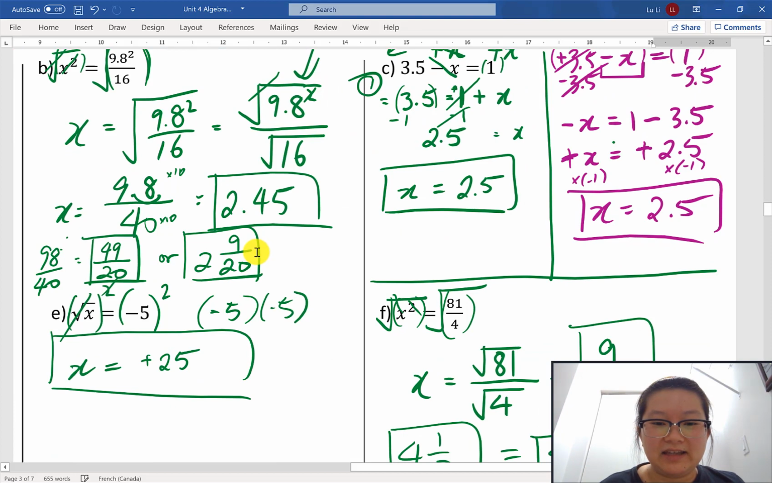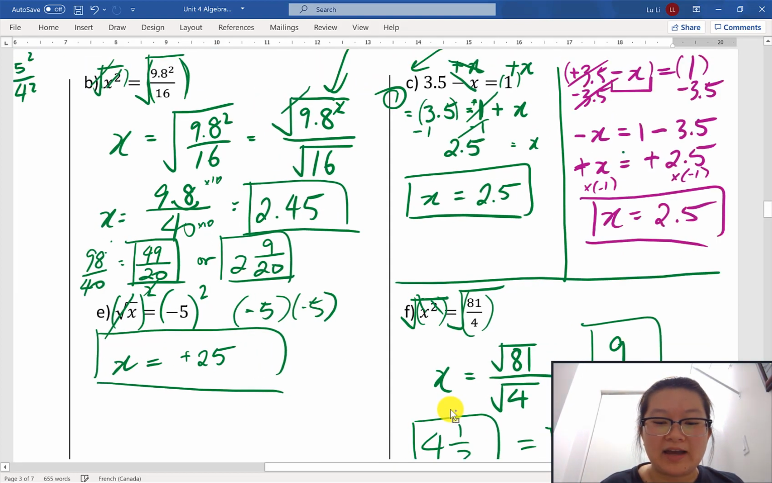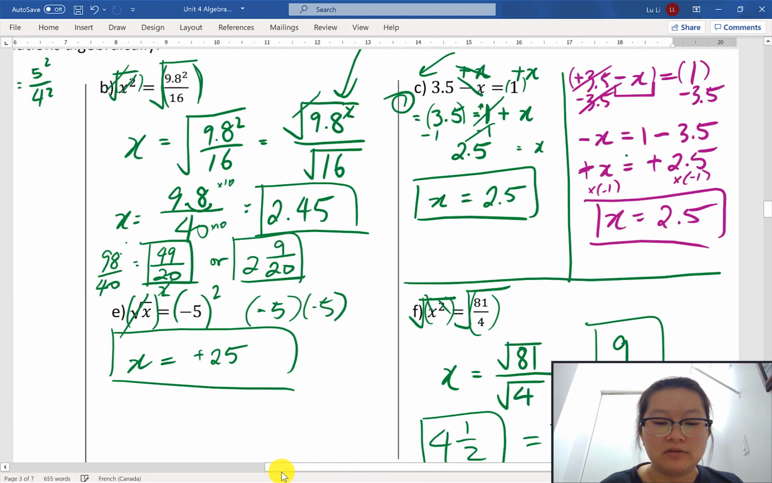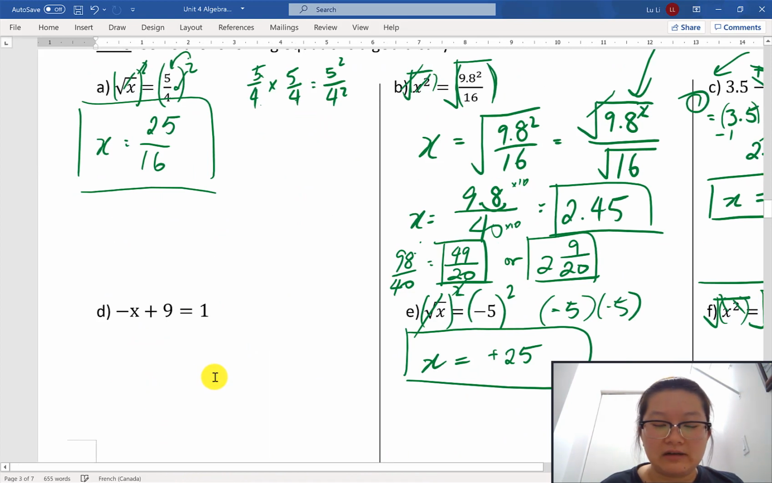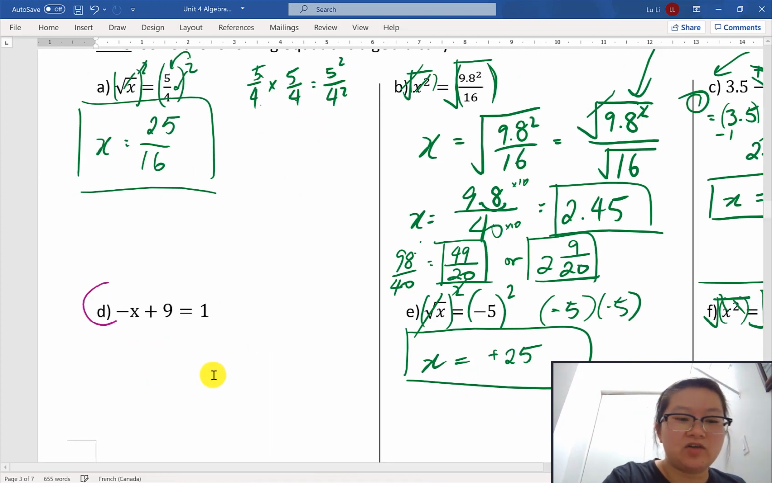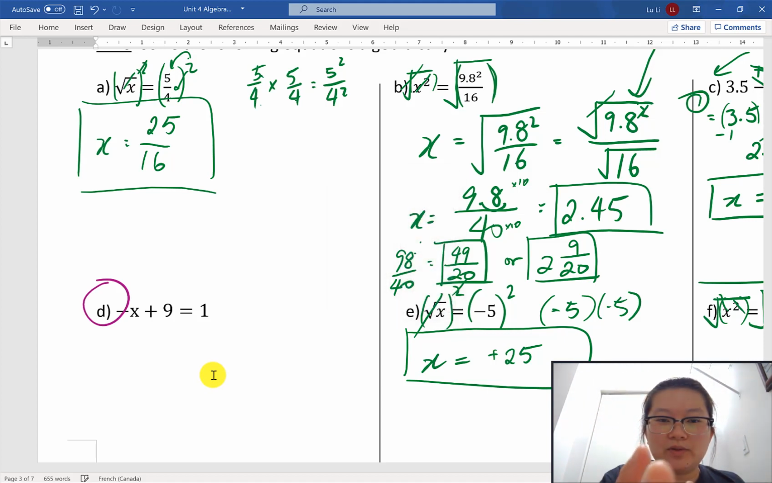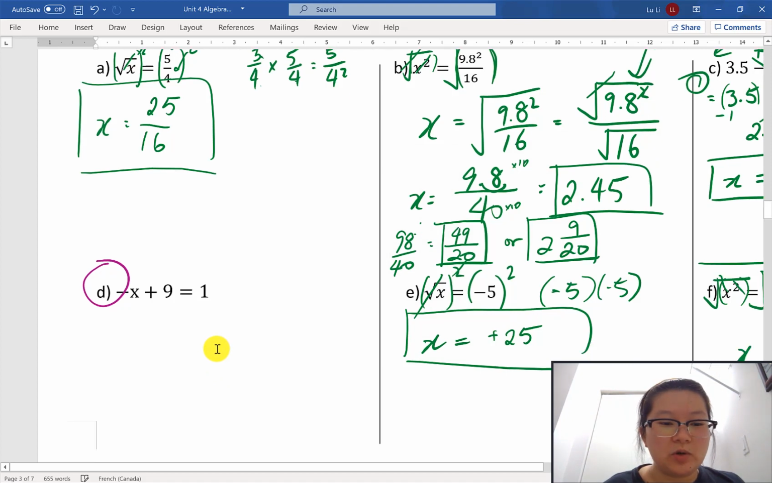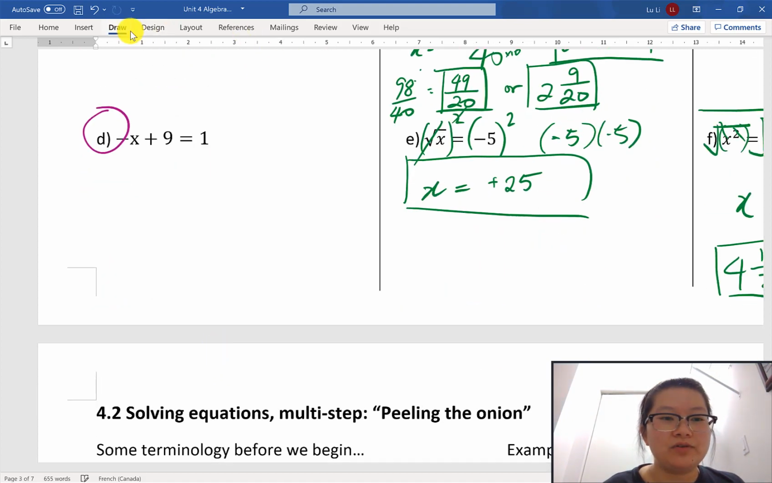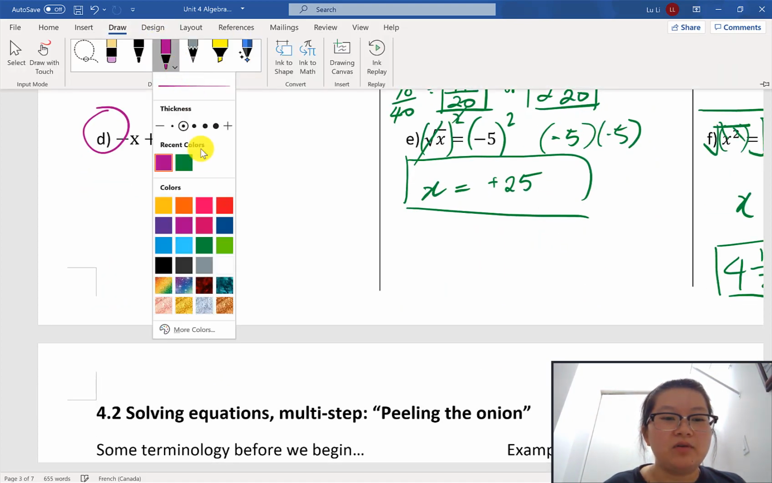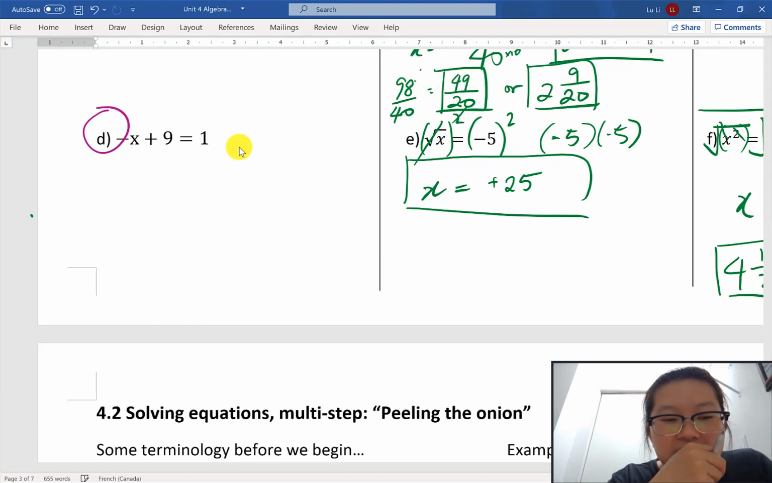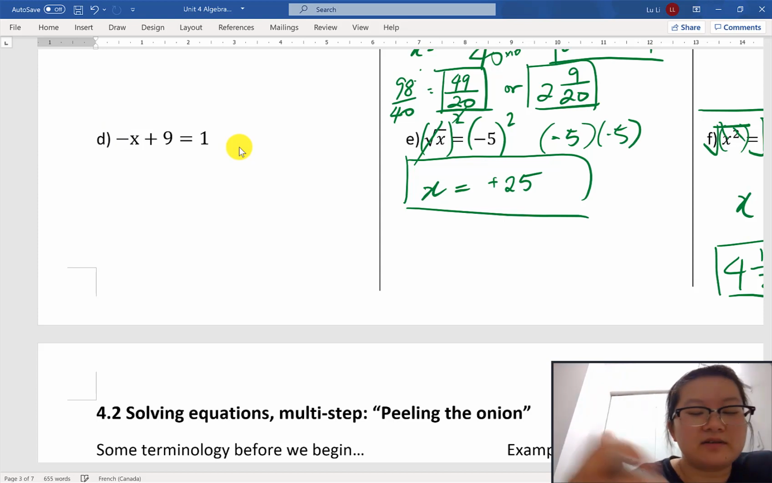Now, this is the time for you to try a very similar example. You're going to do D. So you're going to be doing this one over here. Good time to pause the video. Okay, time for me to go over it. I am going to do the same thing. I am going to go over this one in two ways.